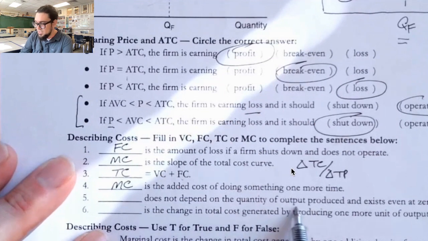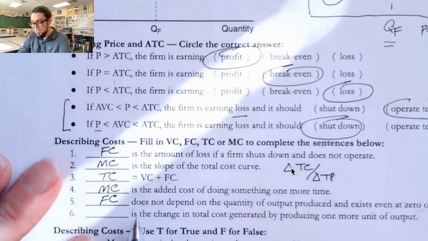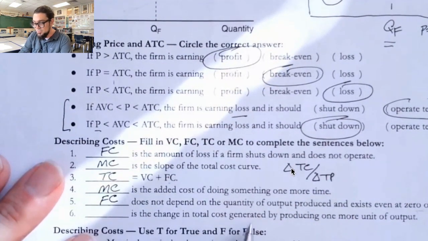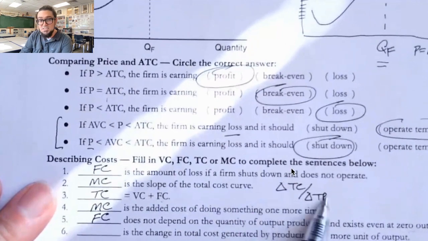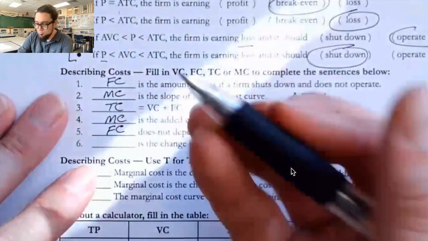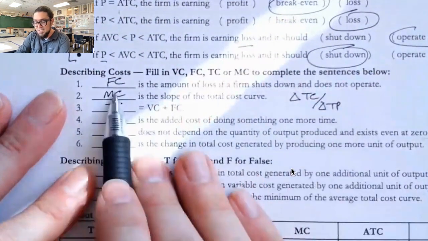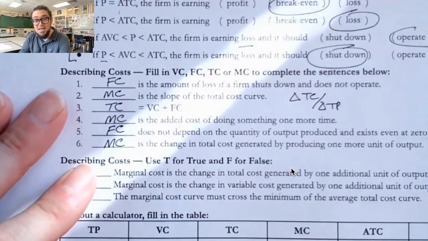Does not depend on the quantity of output produced and exists even at zero output. That's our key, that it's going to be fixed cost. And then the change in total cost generated by producing one more unit of output. Well, that's the same here as what we just wrote. The change in total cost divided by the change in product is marginal cost. So you can see the most important one is going to end up being marginal cost. And that's because it's how we maximize profit.